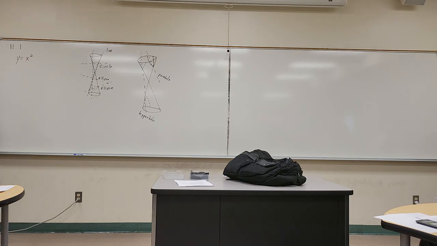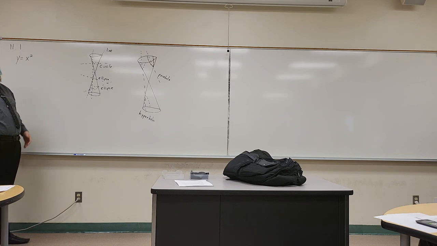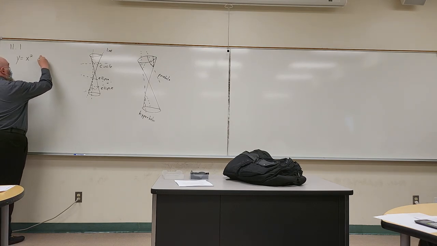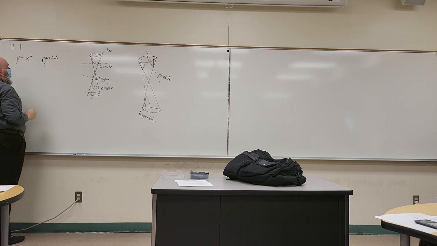What type of conic section is this graph going to be? That's a parabola. You worked with them before. The parabolas are the only conic section that can be a function. The others, it's impossible for them to be functions. That's why you haven't seen them as much. But this is certainly a parabola. It's a parabola with vertical symmetry.